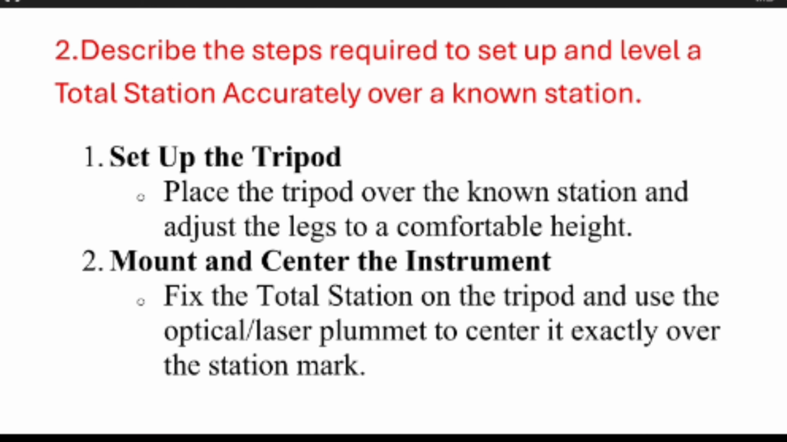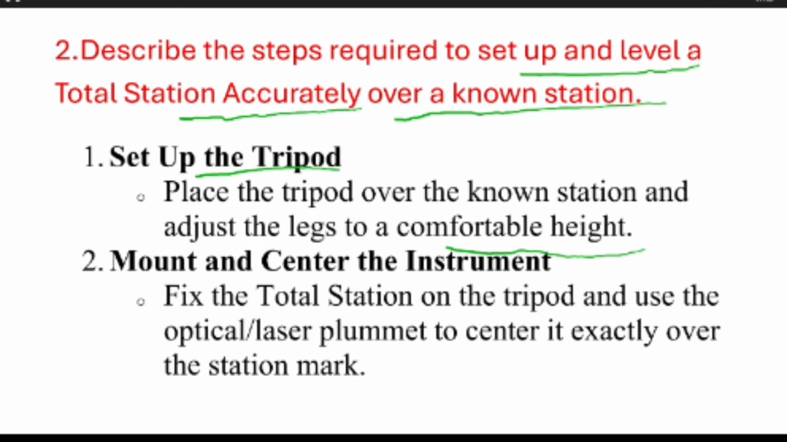The next question is describe the steps required to set up and level the total station accurately over a known station. So the first one is set up the tripod. That is the first step. Set up the tripod, nothing but you have to keep the tripod over a station where you have marked the station point, and with the help of the legs you can adjust to a comfortable height.